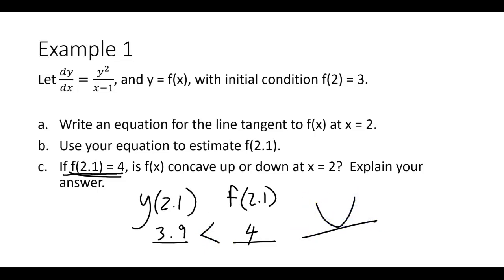Now, if your tangent line is below your function at that point, you would say that f is concave up. If this arrow was facing the other way, then that would mean f is concave down. Another way they could ask this question is, instead of asking is f concave up or down, they could ask is the second derivative positive or negative. In that case, you would say f double prime is positive, because when f is concave up, that means the second derivative is positive.